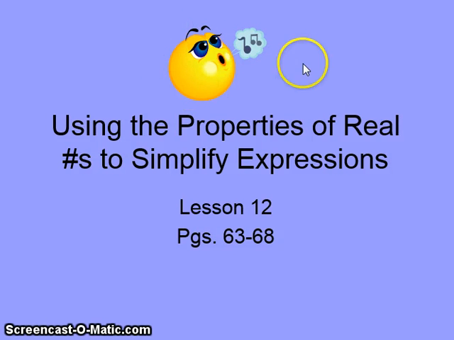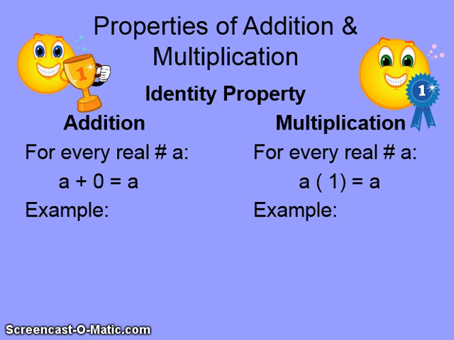This video is about using the properties of real numbers to simplify expressions. This is lesson 12 in your book, and it's on pages 63 through 68. First property we're going to talk about is the identity property.